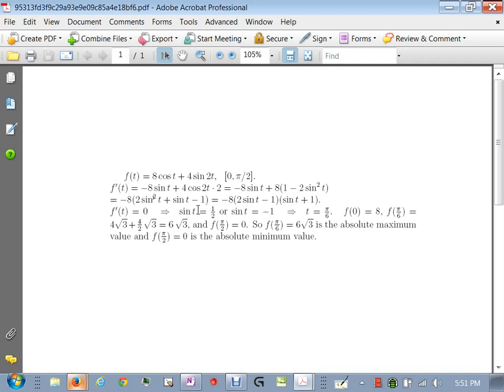Sine of t is 1/2 means that on your unit circle, your y coordinate is 1/2. That happens at pi over 6. And then sine t is -1 means that your y coordinate is -1, but that doesn't happen unless you're at 3 pi over 2, so we can chunk that. We don't have to worry about that. So the only points we have to check are the two endpoints and then this pi over 6. And if you plug them all in and compare them, you'll see that at pi over 6 is where you get the max, pi over 2 is where you get the min. All right, hope that helps.